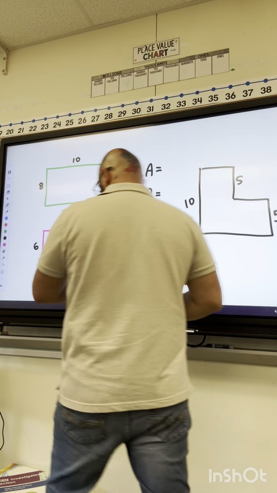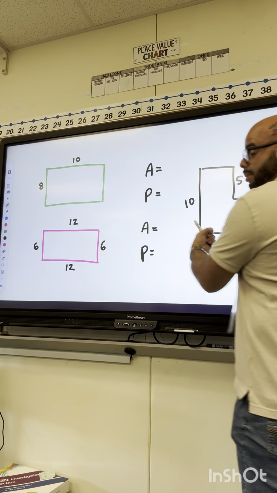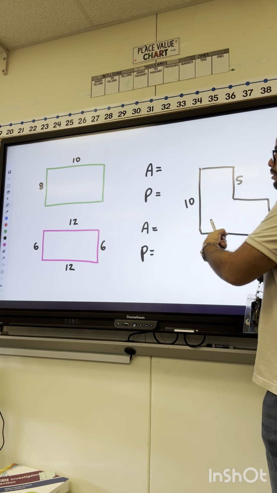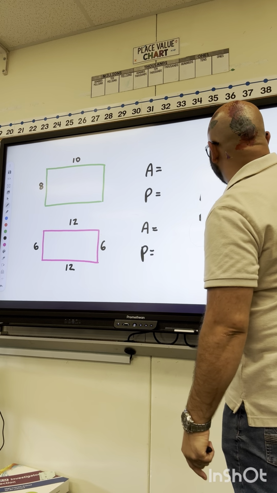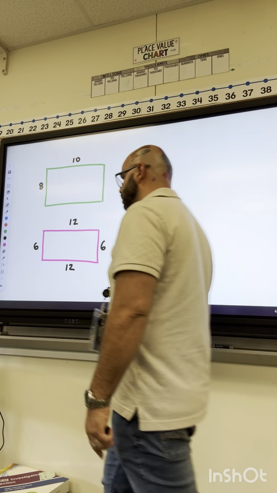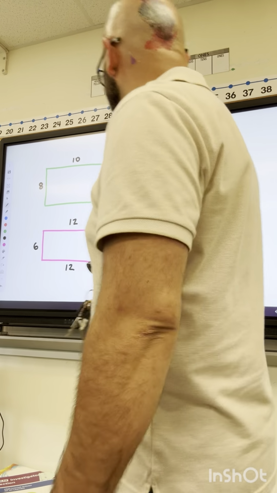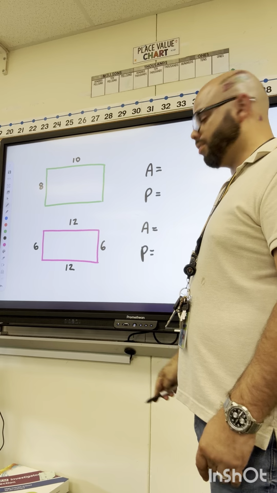But figure out area and perimeter. Okay? This is what you're probably going to be doing in 5th grade. Knowing and classifying shapes should have been learned in 3rd grade. Okay? So do me a favor now. Get the area and perimeter of both.